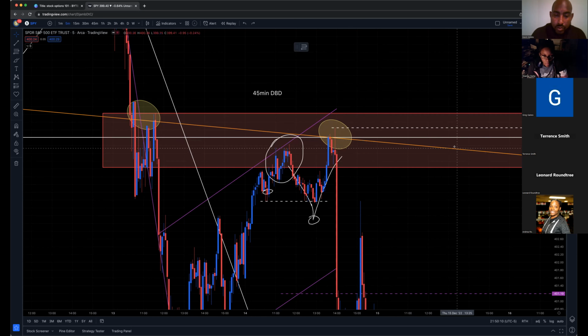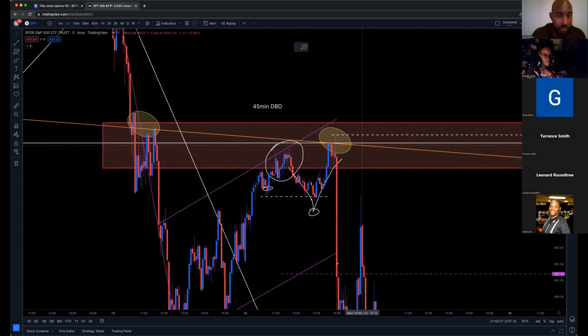But typically, what I'm trying to say is you almost want to wait for it to leave the zone. How I like to do it is get in while it is in the zone. If enough things are lining up for me, I have good confidence that it's going to come out of this zone in favor of the direction that I want it to go. Does that make a little bit more sense?